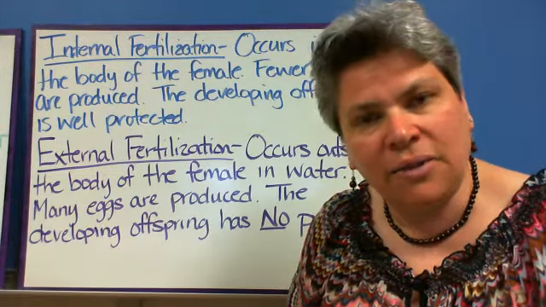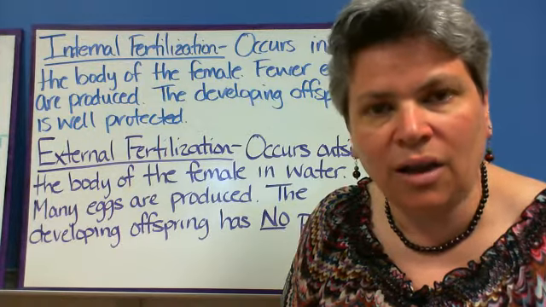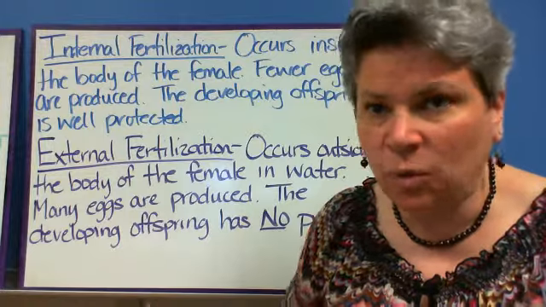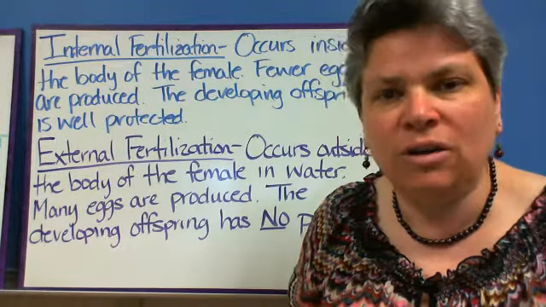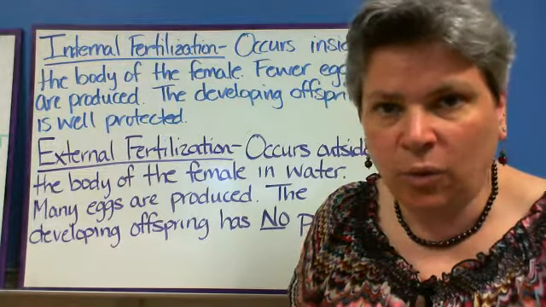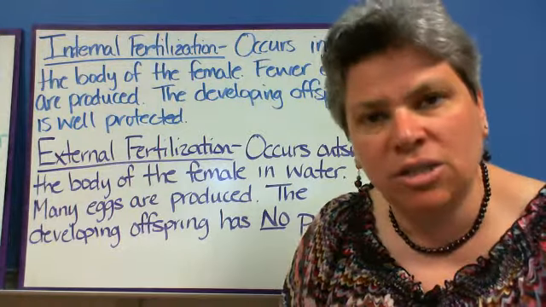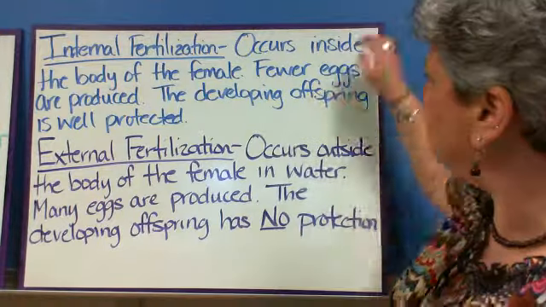How many eggs does that female lay? Usually there's hundreds of thousands of eggs with a fish or a frog, and that's because there's no protection from the mother. Those eggs, once they're fertilized, they're on their own. So the more eggs you have, the greater the chances of survival to avoid predation or drying out or whatever else might happen to decrease the chances of survival for those externally fertilized eggs.